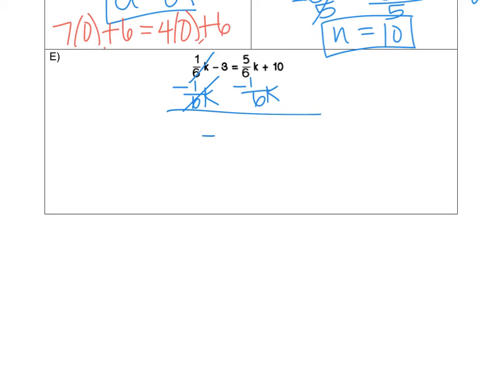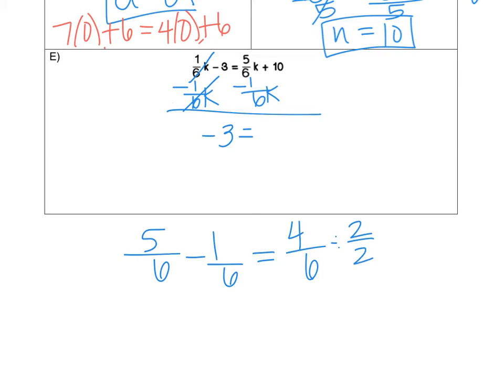So I'd be left with negative 3 equals 5/6 k minus 1/6 k. So 5/6 minus 1/6 would be 4/6. Let me write this down here. Thankfully, we already have a common denominator. And then let's go ahead and simplify 4/6, because that's not simplified. I can divide both of these by 2 over 2. So 4 divided by 2 would be 2, and then 6 divided by 2 is 3. So this would become 2/3 k. And then I still have this positive 10 on the end.